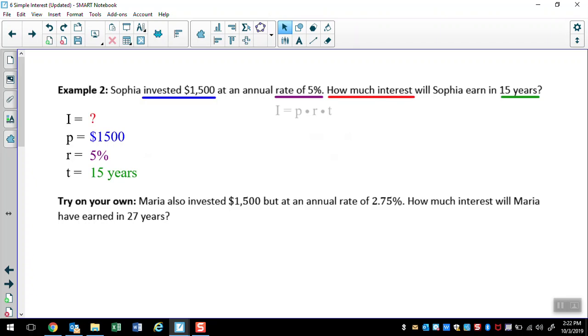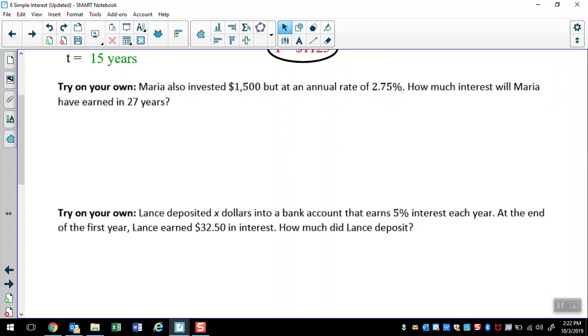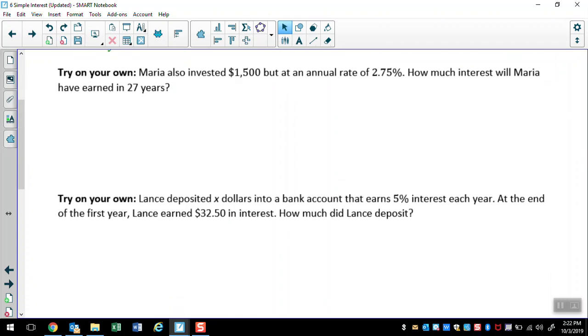So we're going to start with our formula, and we're going to substitute in the information that we've been given. First, we need to convert. So 5%, we can convert to 0.05. 15 years, it's already in years, so we don't need to change anything there. Go ahead and substitute it all in. Put this into your calculator, and we get $1,125. So over the course of 15 years, Sophia is going to earn $1,125 in interest. It's kind of like free money. Not too bad. All right, now I want you to do the next 2 problems on your own. Go ahead and pause the video now.